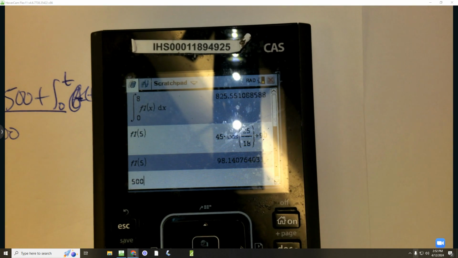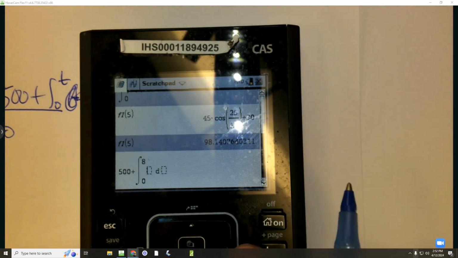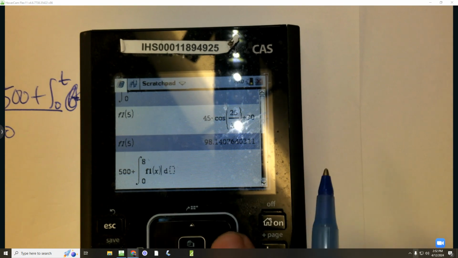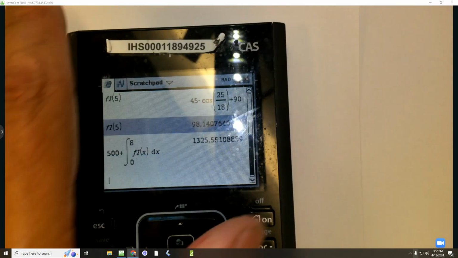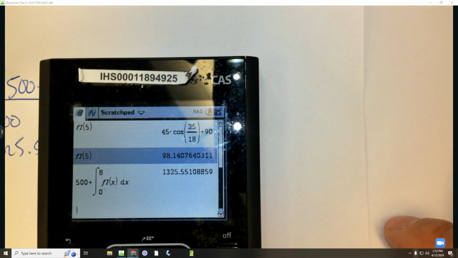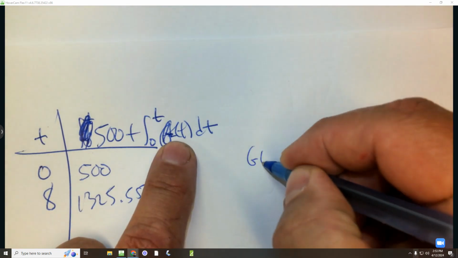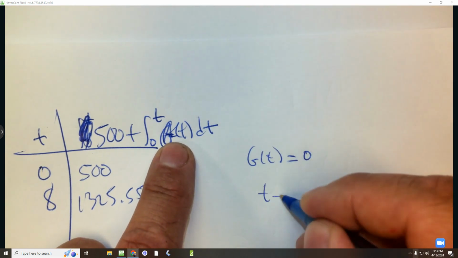So we have 500 plus menu calculus integral, zero to eight, and it's just F1 at x. That's 1,325.551. There we go. Ah, man, I'm frustrated sometimes with this camera that just won't stay focused as I'm doing the lesson. All right, then I got to take the derivative of this. So the derivative of 500 is 0. The derivative of this is just g at t, and I need to make it equal to 0 and then solve for t between 0 and 8.